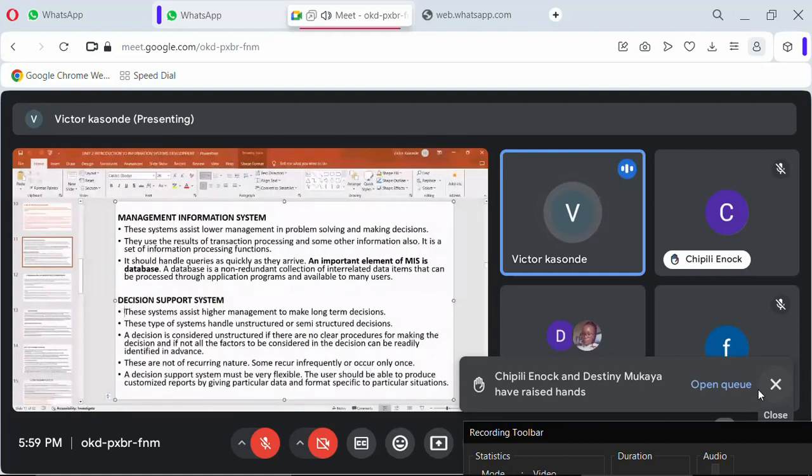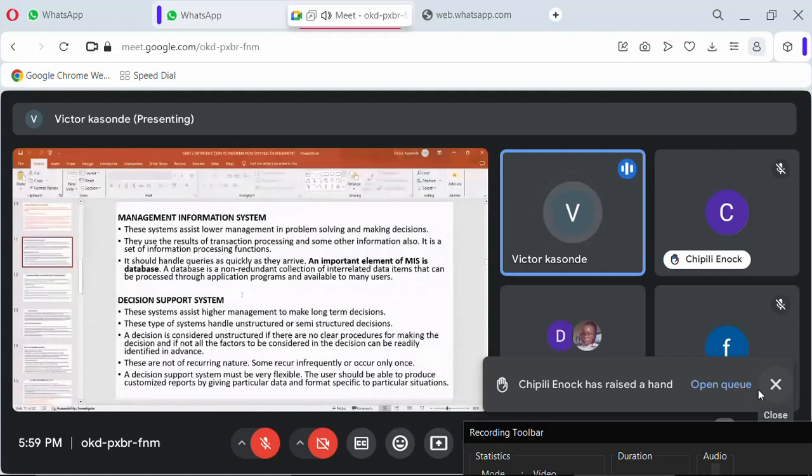Their decisions are not based on anything other than what is coming here. These are the top management, people like the Vice Chancellor and DVC at Kapasa Makasa. They think outside the box. They plan long-term decisions based on what they have collected from the management information system.